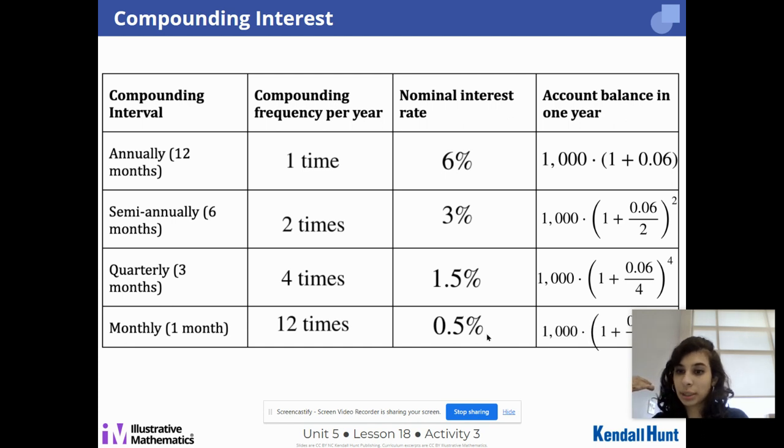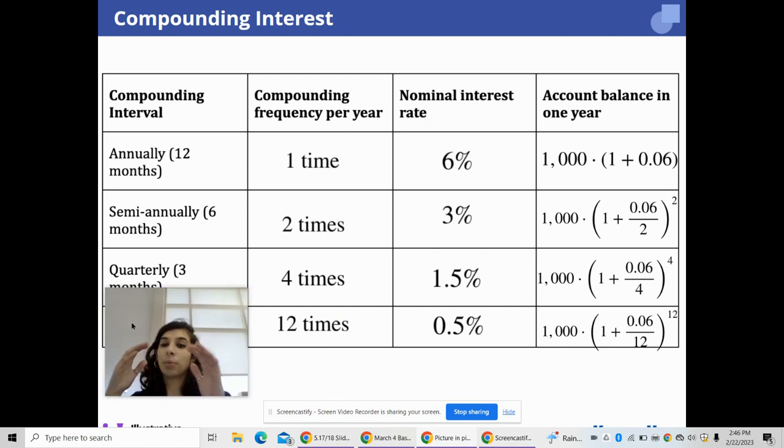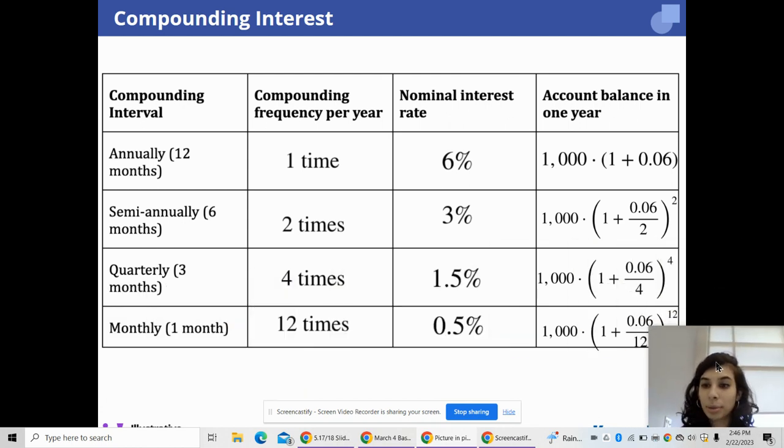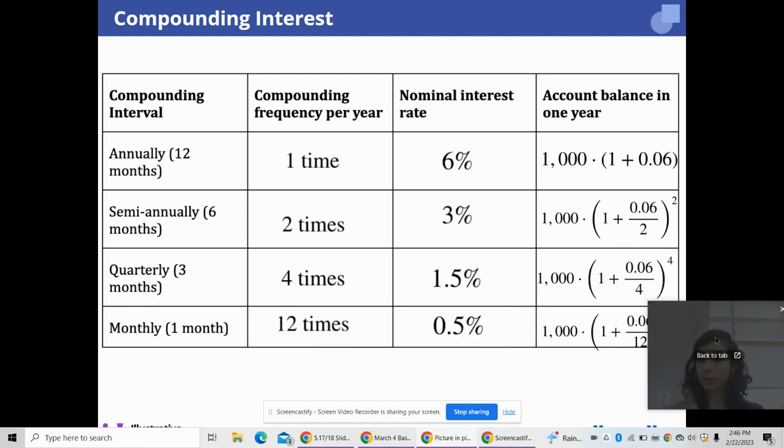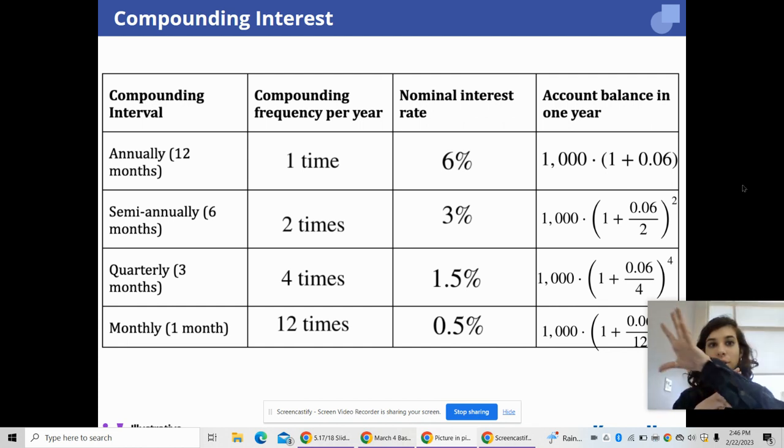And so what I'm essentially doing is 1,000 times 1 plus 0.06 divided by 12, to the power of 12. Because I have to take that 6%, since it's 6% for the whole year, and divide it by the 12 times I'm doing it, to the power of 12. And so we'll be playing around with compound interest throughout this lesson. This is really your key in terms of the different compounding intervals that we're going to be dealing with. There are no other compounding intervals that we will be working with besides these four.